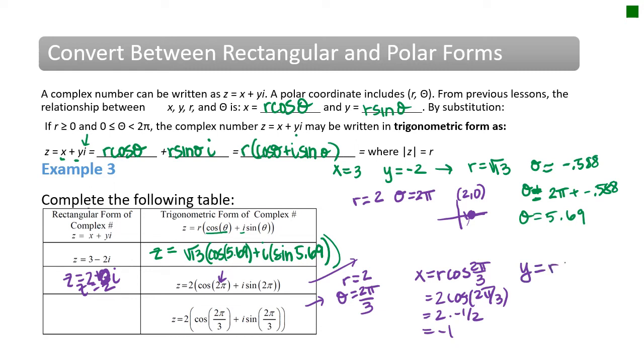We know that our y is r times the sine of theta. So the radius times the sine of 2 pi over 3 gives us 2 times root 3 over 2, which ends up giving us just root 3. So my x value is -1, my y value is root 3, so z equals x plus yi.